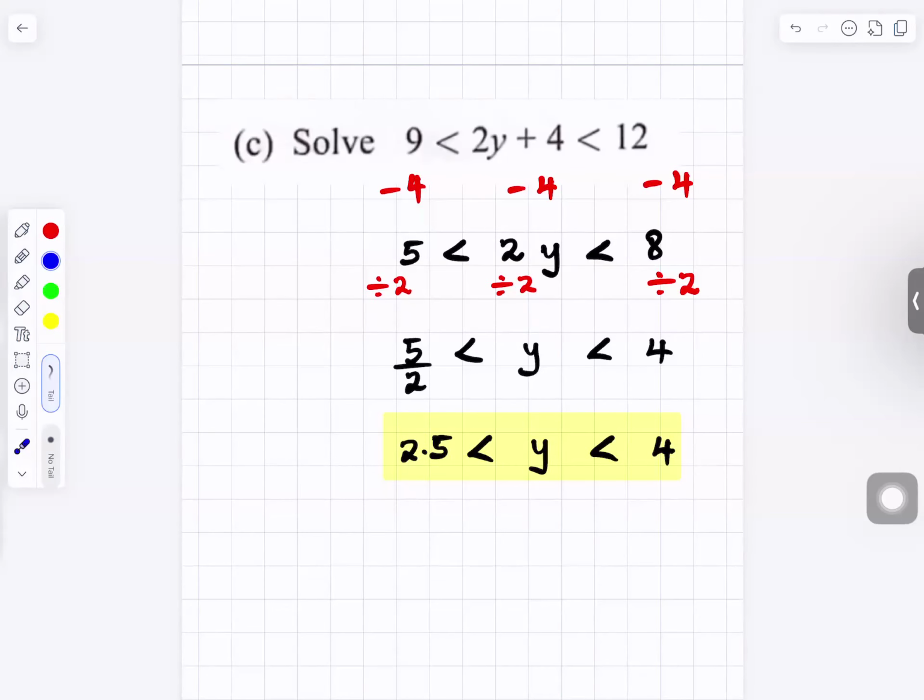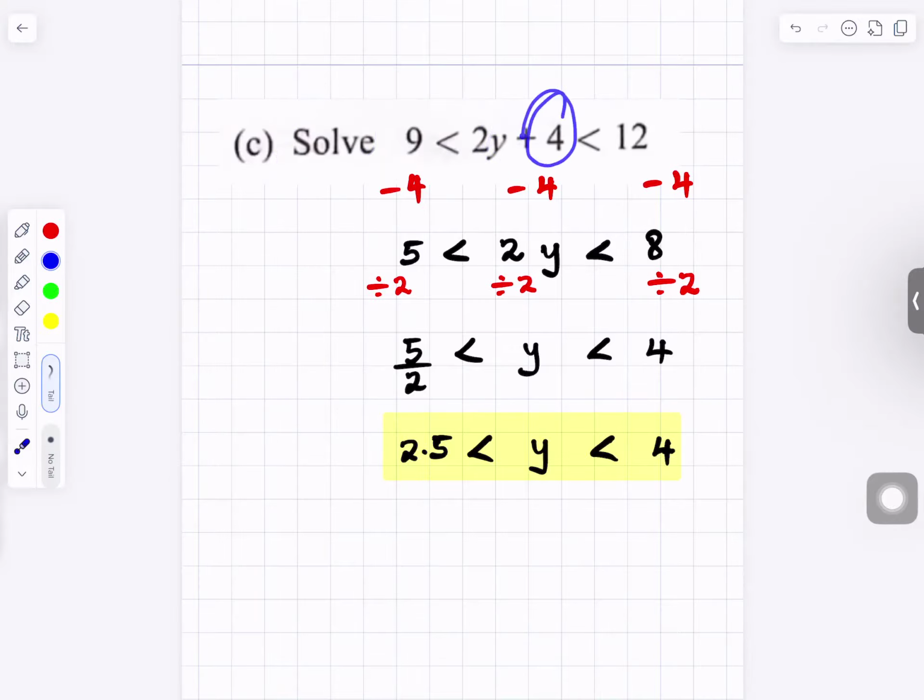For part C, there's 3 things there: 1, 2, 3. What you do, the same thing to all of them. So you want to solve it. You want to get y to be on its own. That's what it means by solve. The only thing there is y, which is unknown. So solve is to find what y is.